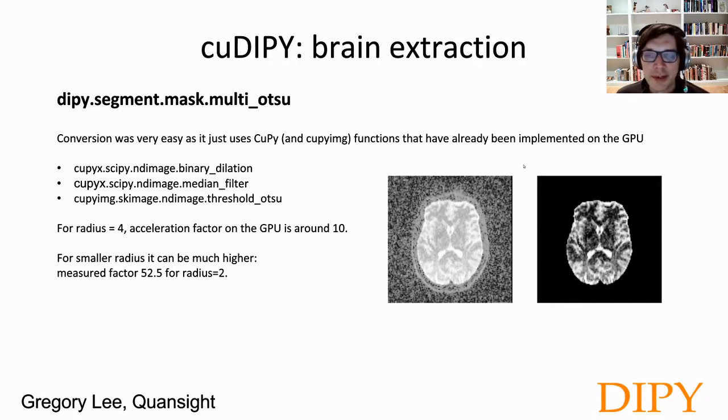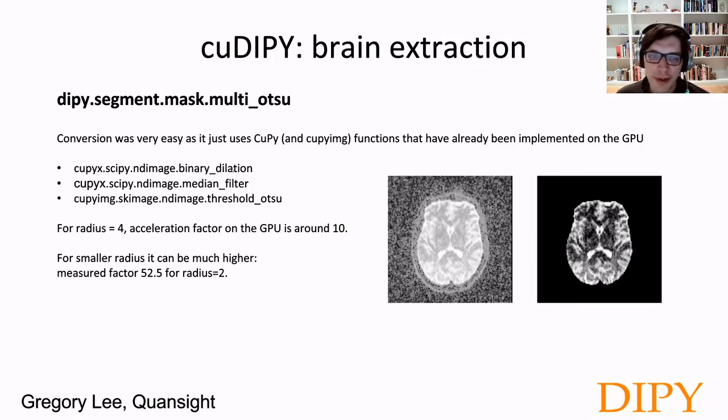And so that's an example of one that's very simple to convert because it's mostly relying on functions from SciPy like binary dilation and median filter, and those functions have already been implemented within cuPy itself, so we can just call their equivalents from there. And so that's kind of a best case scenario in terms of the ease of converting things.